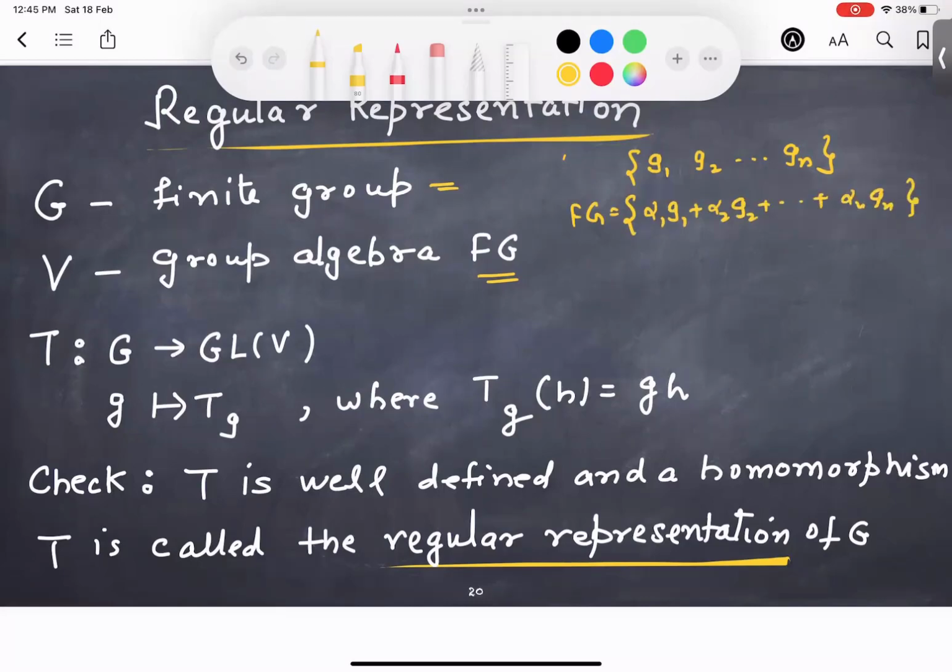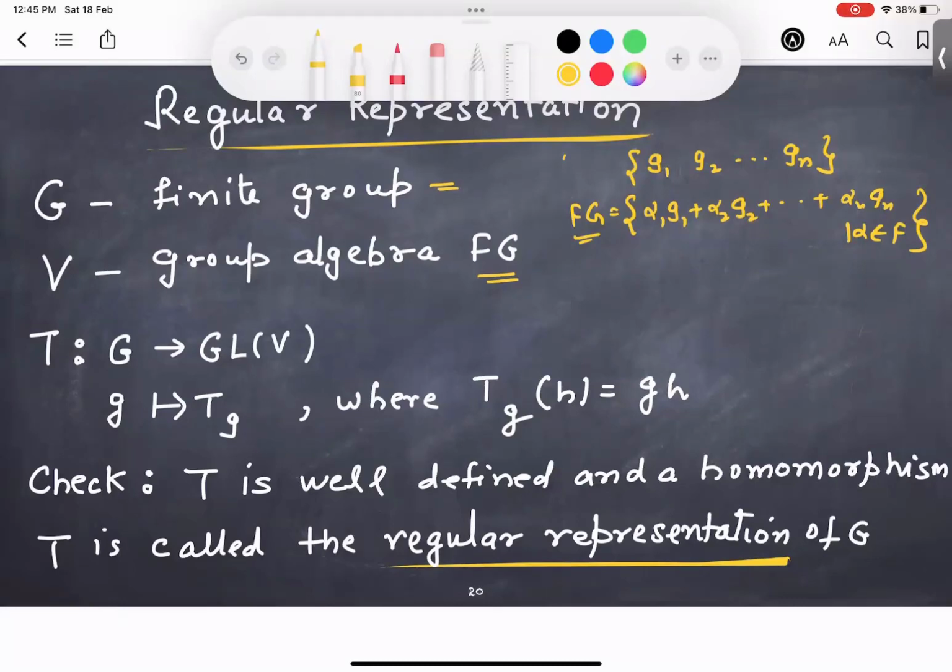So basically you are taking the vector space with G1, G2, up to Gn as a basis. As of now, I'm not going to give any ring structure, I just look at it as a vector space over F. Later on, I'll tell you that this is a ring, and then we'll study modules over this ring. But just look at all F-linear combinations of elements of G. It's a vector space over F. By using the multiplication of the group, you can easily give a ring structure to this FG. It's called the group algebra of G over F.